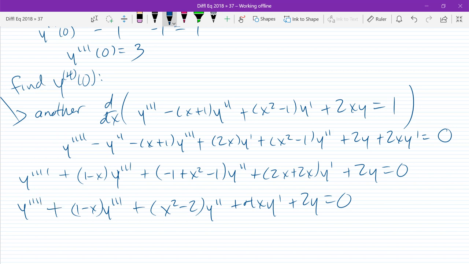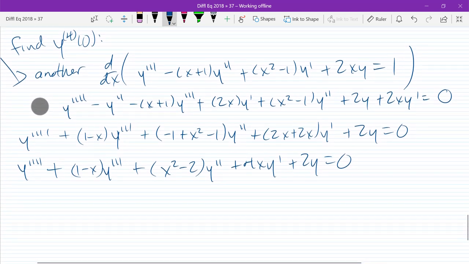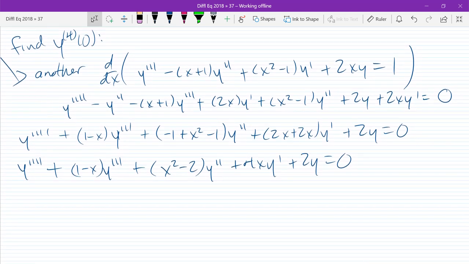All right, so any questions on this right here? So I was just demonstrating how you flip one negative sign. Obviously, it screws everything up, unfortunately. All right, so we're gonna plug in x equals 0 now.